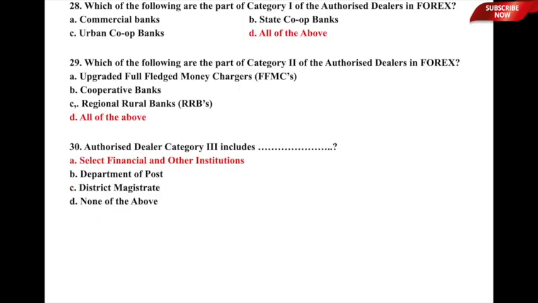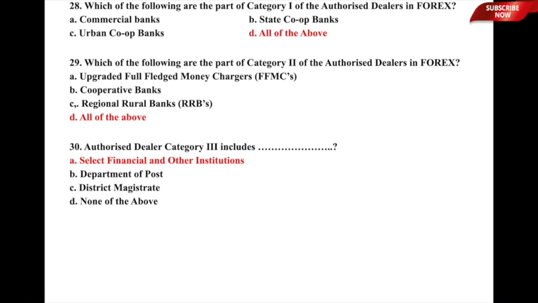Let us now move to question number 28. Very important question, category 1 of authorized dealers in foreign exchange market. Which of the following are the part of category 1 of the authorized dealers in forex? A commercial banks, B state cooperative banks, C urban cooperative banks, and D all of the above. So here the category 1 authorized dealers in forex are all of the above, that means commercial banks, state cooperative banks, and urban cooperative banks. So option D, all of the above, is the correct answer to this particular question.